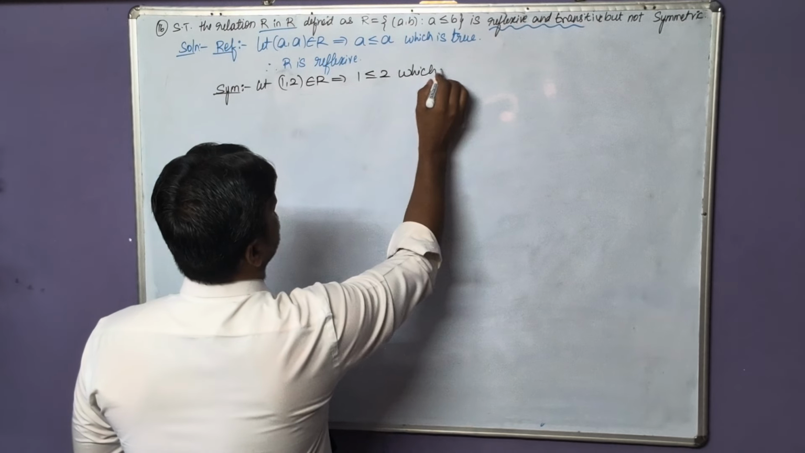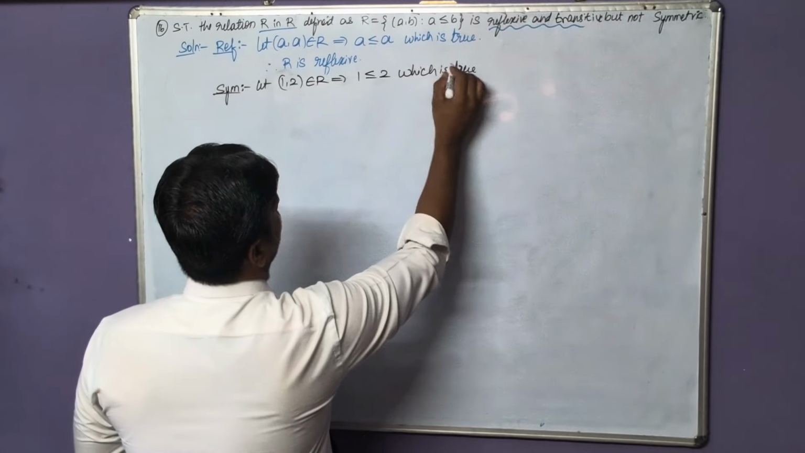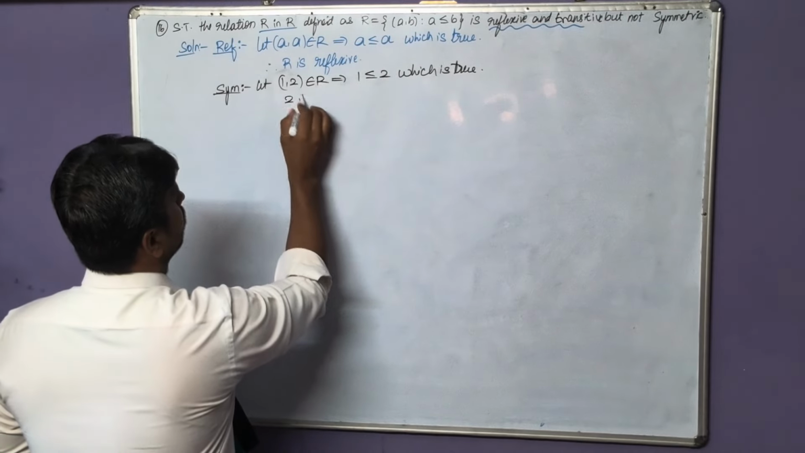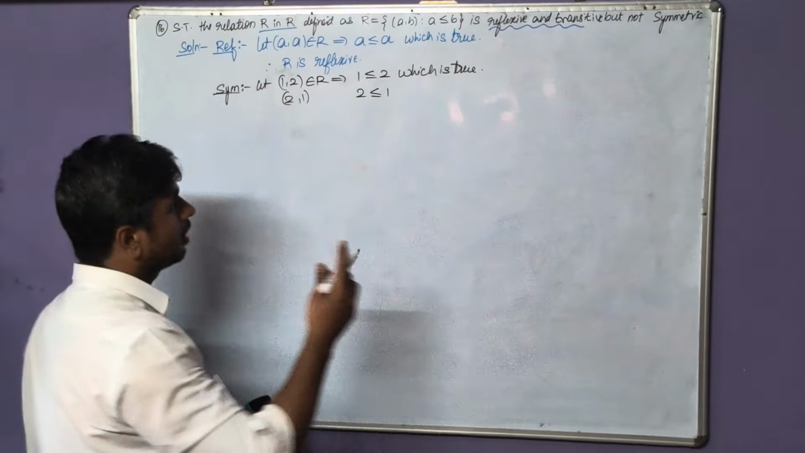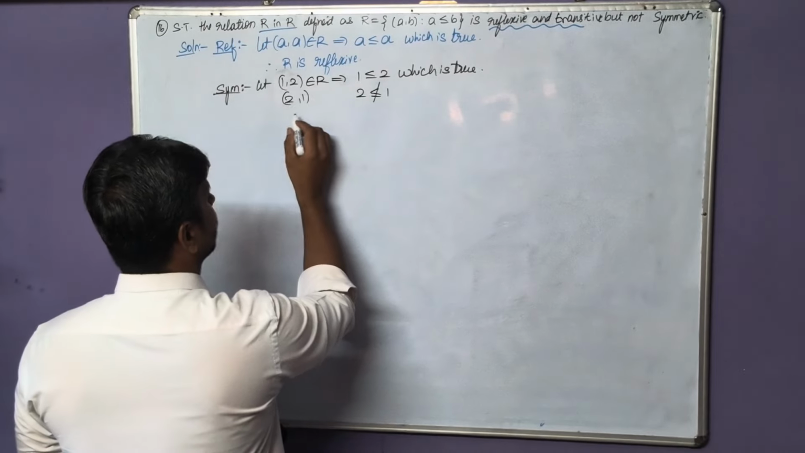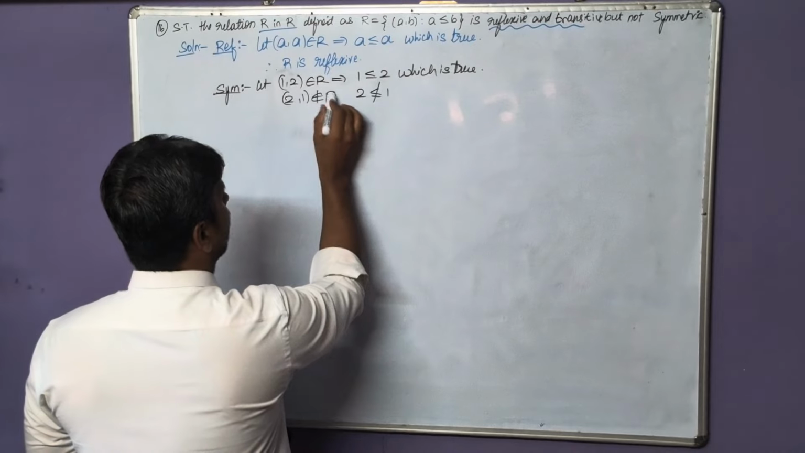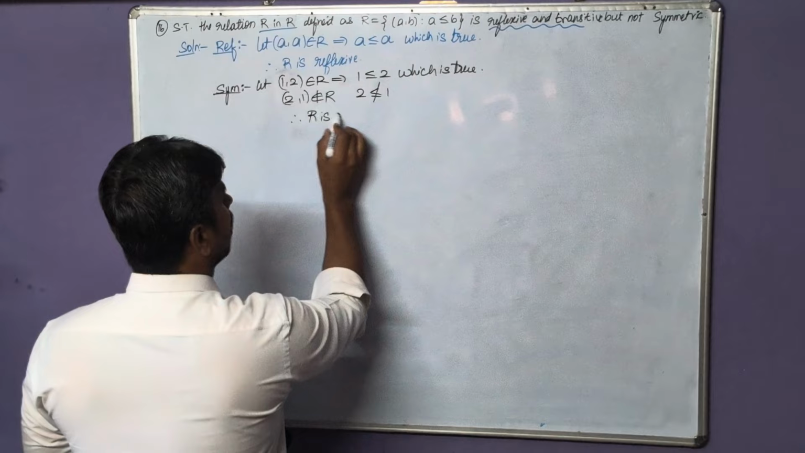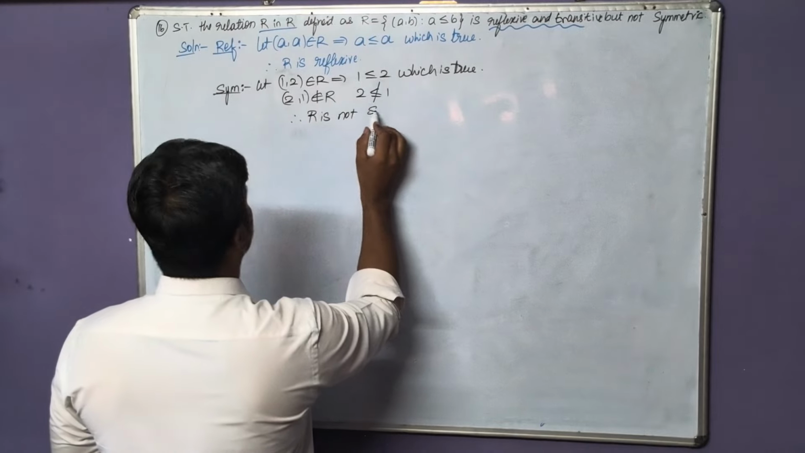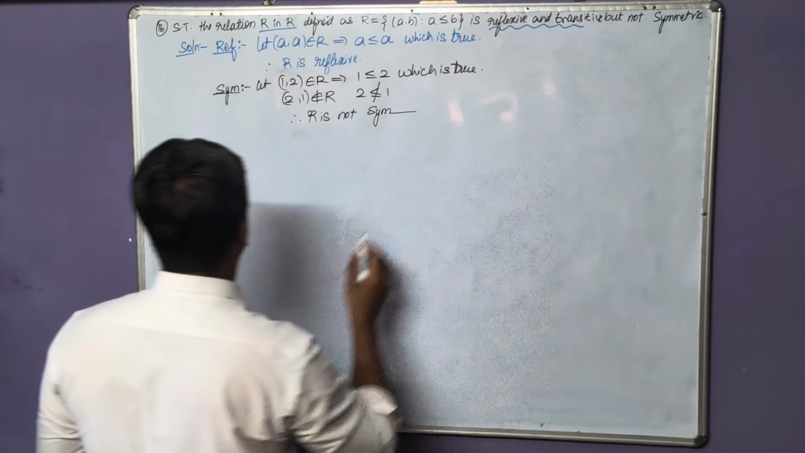But if I take the reverse of this, (2, 1), can we say that 2 is less than or equal to 1? 2 is greater than 1, so it is not satisfying, which means we can say (2, 1) does not belong to R. So from this we can conclude, therefore the relation R is not symmetric. Finish. R is not symmetric.